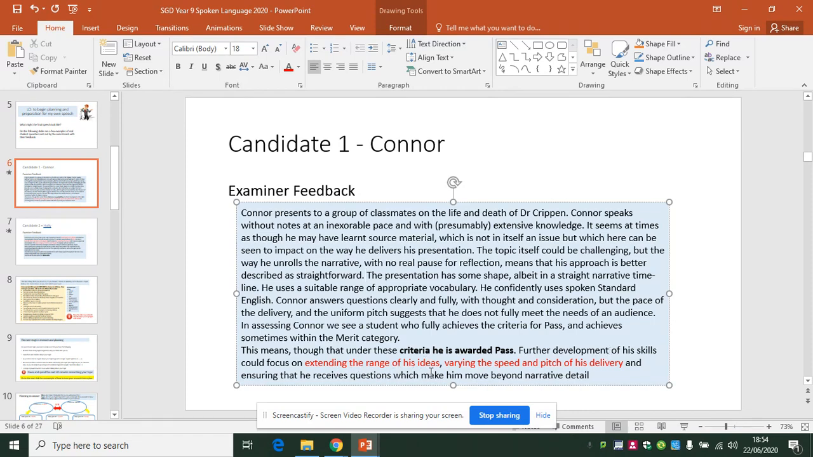Another way to improve would have been for him to develop his skills by extending the range of ideas. So that means introducing it, being a bit more engaging with the audience and helping them understand, because although he knows it very well, he's forgotten that the audience don't know it very well. And he also needs to vary the speed and vary the pitch of his delivery, because clearly he is very interested in it, but he doesn't always sound very interested in it. Okay, so there's an example of somebody who got a pass.